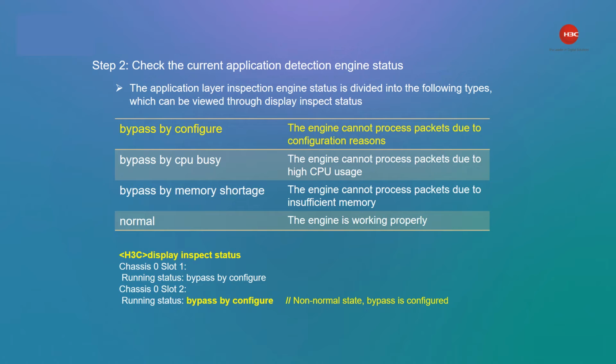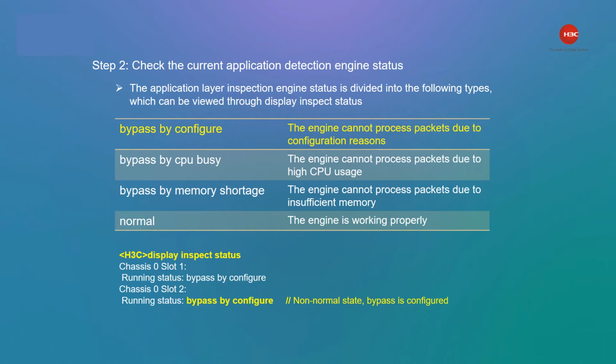The device application layer inspection engine supports 4 running states: normal, bypass by config, bypass by CPU busy, and bypass by memory shortage. The detection of packets by the application layer inspection engine is a complicated process that takes up certain system resources. In the case of insufficient system memory or high CPU usage, the system will automatically shut down the application layer inspection engine to ensure the normal operation of the device.